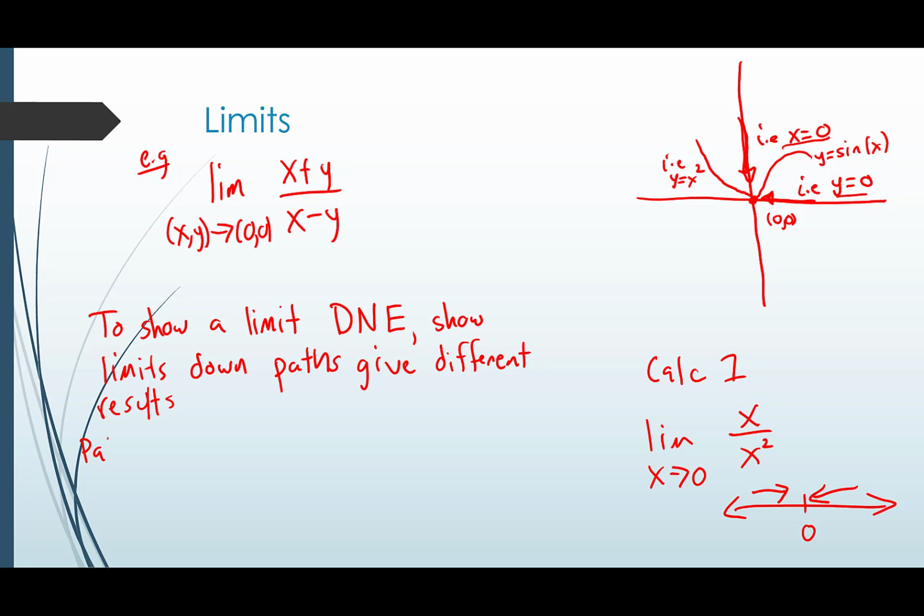So path 1, we're going to look at the limit as (x,y) approaches (0,0) along x equals 0, so the y-axis in this case. And then what is our limit going to go to? Well, if we think about our function here, we're going along x equals 0, right? So that'll give us (0 plus y) over (0 minus y), which if we simplify, we're just going to get negative 1.